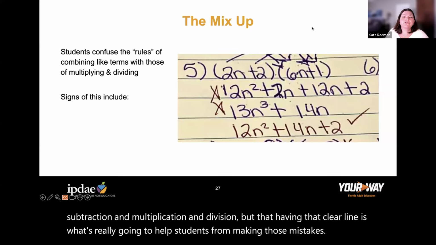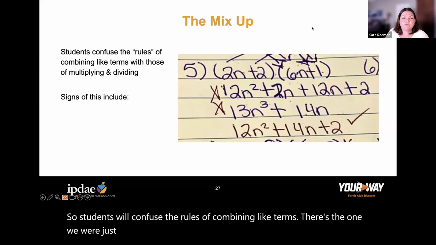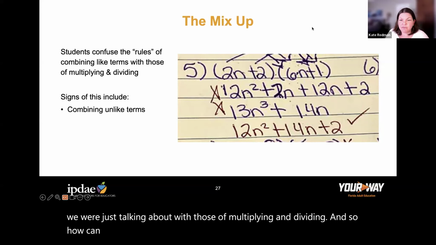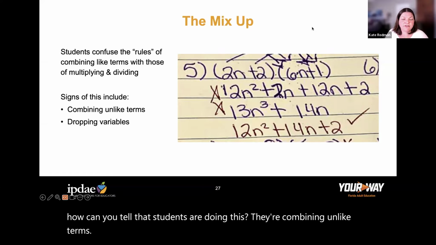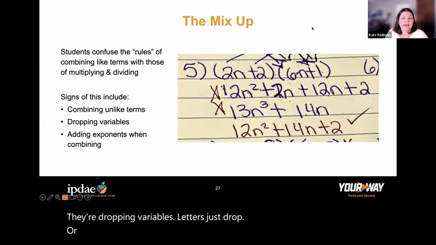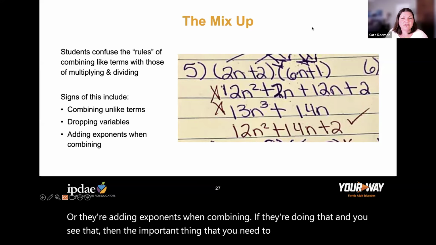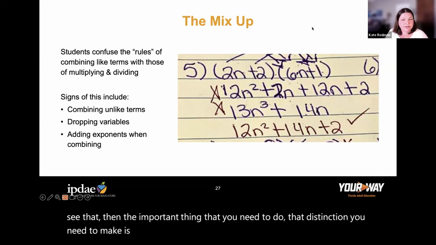So students will confuse the rules of combining like terms, like the one we were just talking about, with those of multiplying and dividing. And so how can you tell that students are doing this? They're combining unlike terms. They're dropping variables, letters just drop, or they're adding exponents when combining. If you see that, then the distinction you need to make is, do you know when you're multiplying? Do you know when you're adding or subtracting?